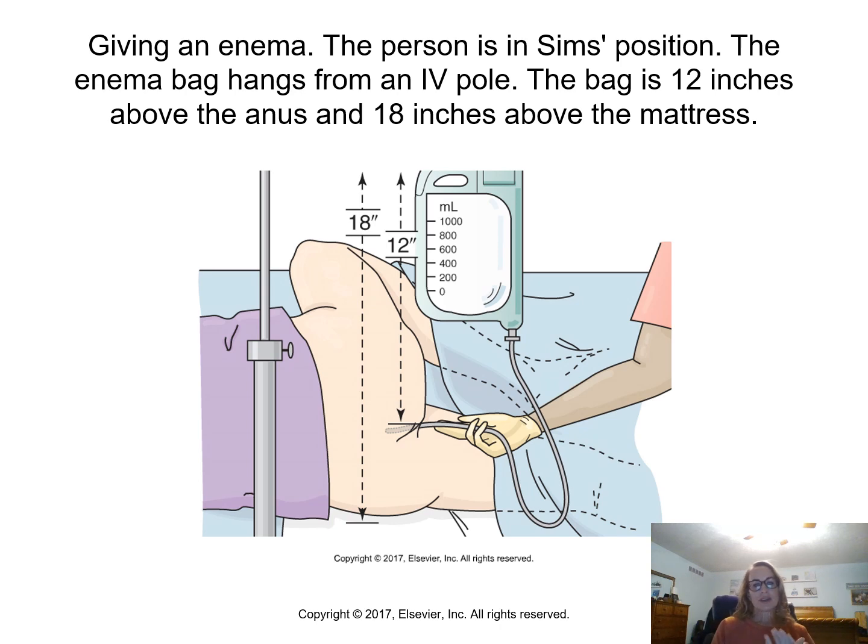Giving an enema, the person's in Sims position. The enema bag hangs from an IV pole. The bag is about 12 inches above the anus and 18 inches above the mattress.